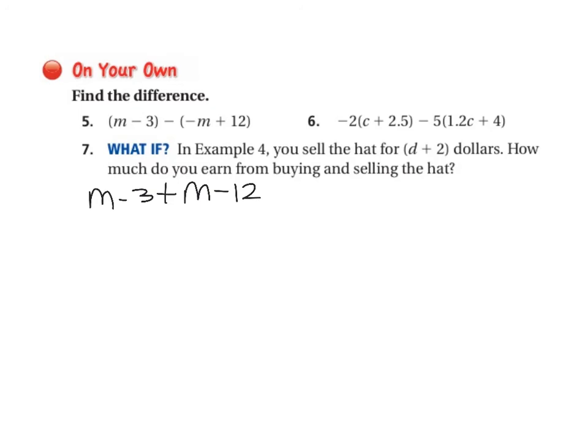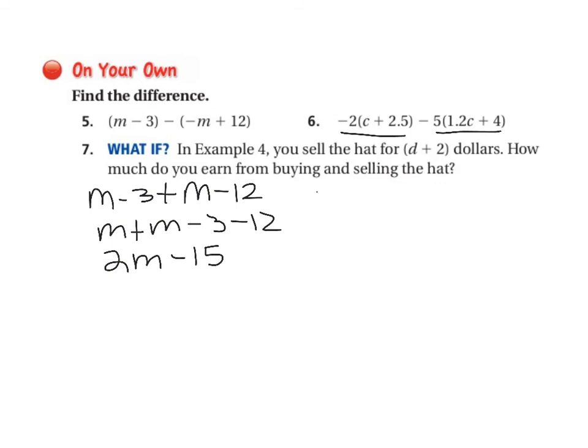So now we want to group our like terms, m plus m and minus 3 minus 12. So m plus m is 2m, and minus 3 minus 12, or negative 3 minus 12 is negative 15.